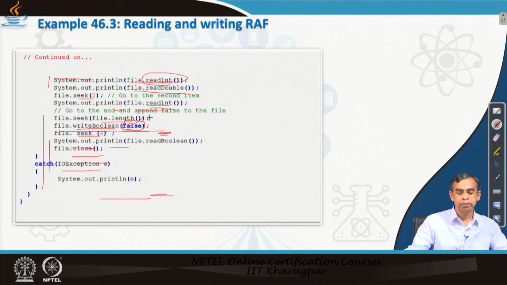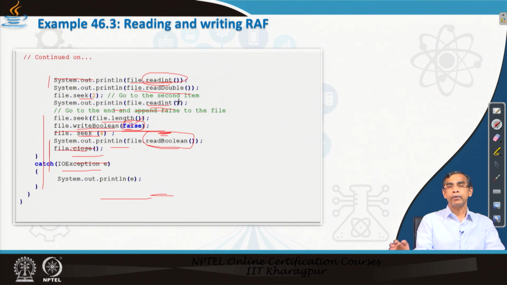Assuming 2 bytes, 4 bytes for integer, 8 bytes for double and everything, you can seek for it, basically go to the byte position and then read the boolean there. So, it basically reads the boolean from that position, and finally, you can close the file. Now, here you position your file position by means of the seek method in a controlled manner.